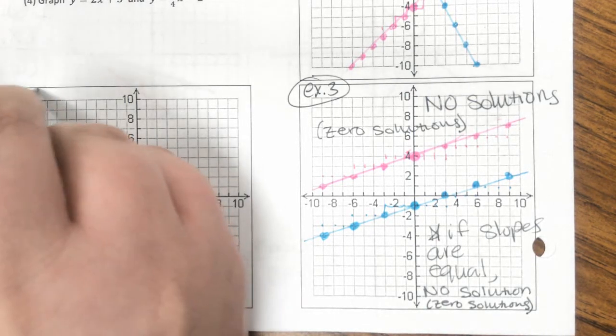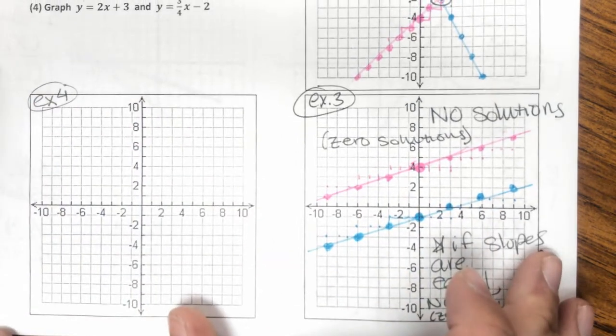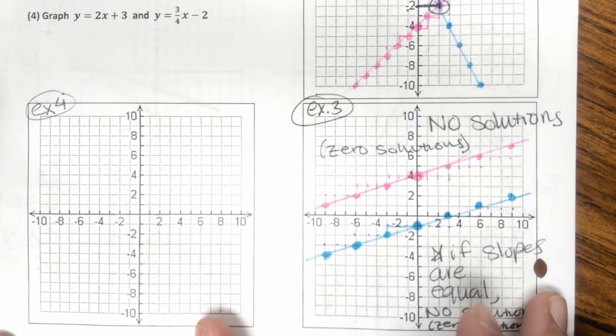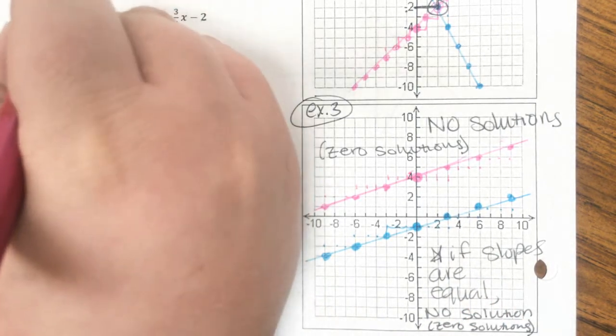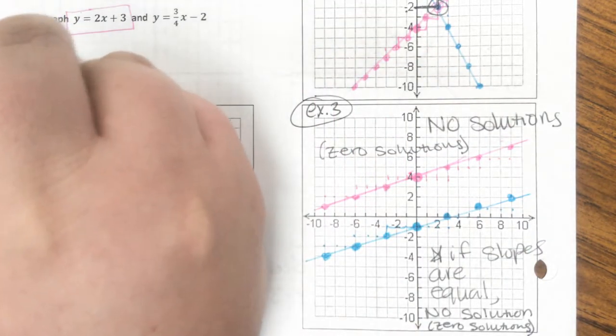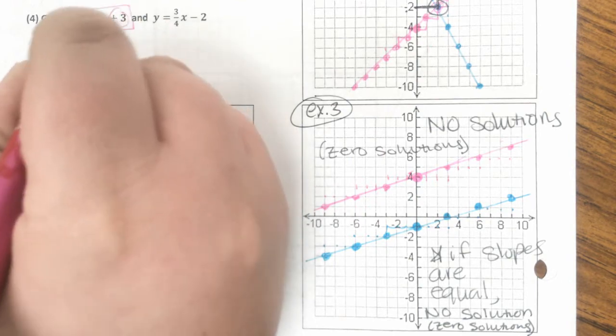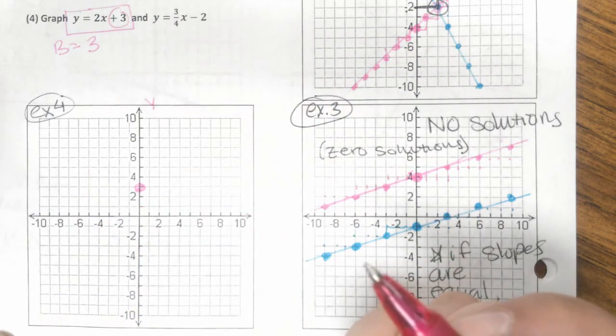And then we'll graph the last problem in this box. So example 4. I need to graph y equals 2x plus 3. The beginning point there, the y-intercept, is 3. So on the y-axis, we find 3, and that's our beginning point.